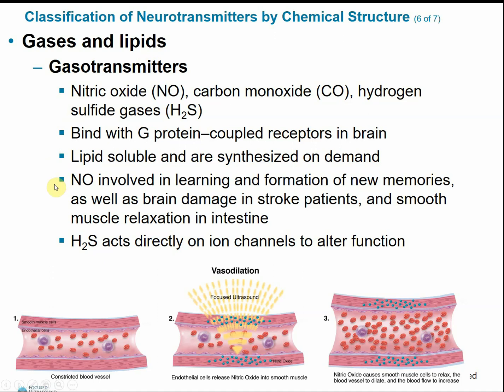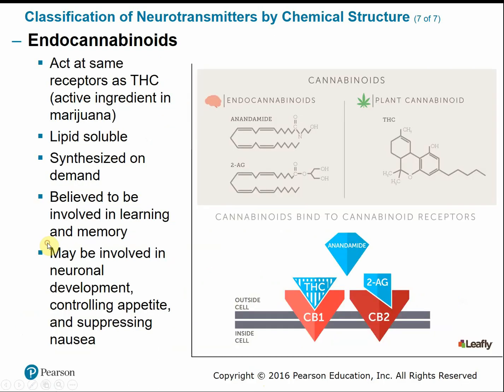So nitric oxide is a common vasodilator given to patients. Here showing a constricted blood vessel. If we need to open up that blood vessel and increase the blood flow, the cells can release nitric oxide, causing the smooth muscle in the blood vessel to relax a bit, to vasodilate. So now we open up those blood vessels and increase the blood flow to a particular area.